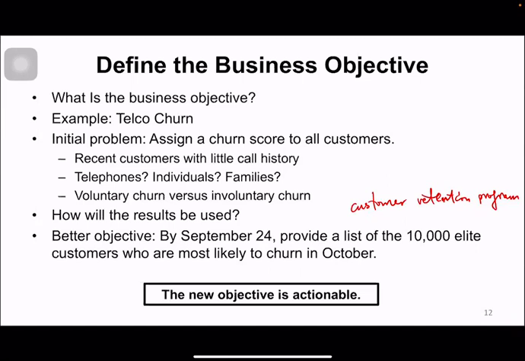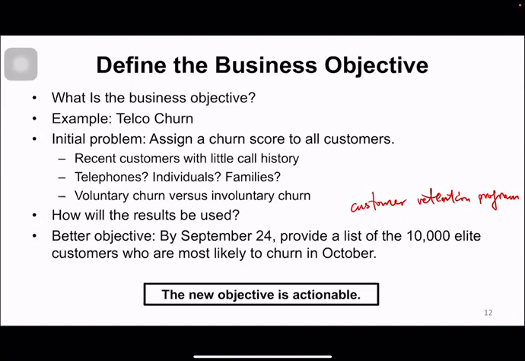And the problem is you want to assign a churn score to all customers. So you have all the customers. You want to see who is more likely to churn. Maybe recent customers with little call history, and individuals or families. And are they playing a role of voluntary churn versus involuntary churn? Okay. And if you assign a score to all the customers, how can you use them, right? Then you can develop a customer retention program.